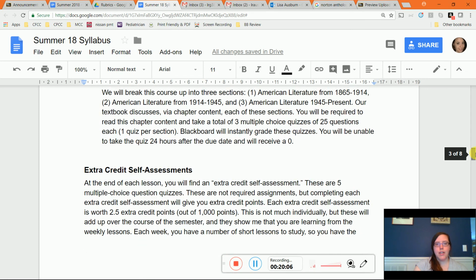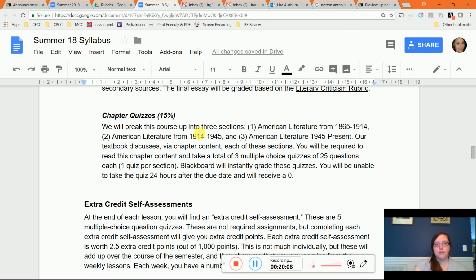And then, of course, there are chapter quizzes. The chapter quizzes are based on the 3 chapters, the 3 different units within our textbook. Each quiz is 25 questions. They're all multiple choice. Blackboard's going to grade those for me. I love multiple choice quizzes because Blackboard just does it for me.